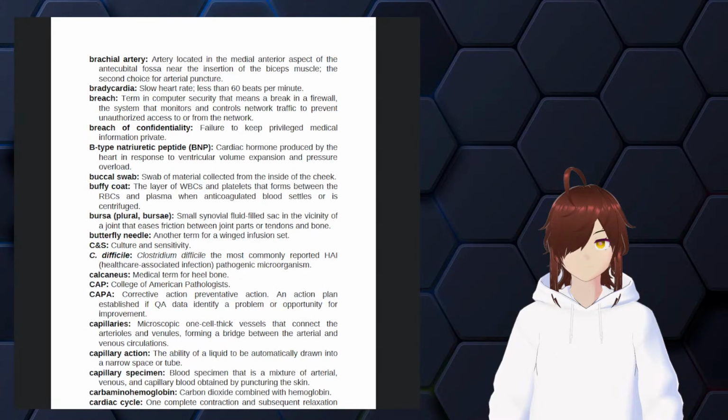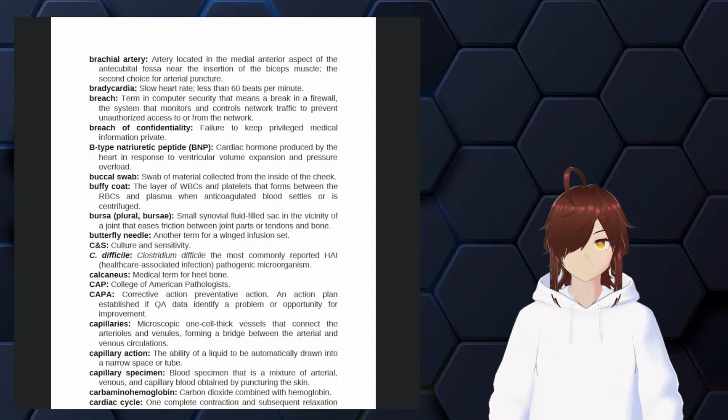Bradycardia: slow heart rate, less than 60 beats per minute. Breach: term in computer security that means a break in a firewall, the system that monitors and controls network traffic to prevent unauthorized access to or from the network. Breach of confidentiality: failure to keep privileged medical information private. B-type natriuretic peptide, BNP: cardiac hormone produced by the heart in response to ventricular volume expansion and pressure overload. Buccal swab: swab of material collected from the inside of the cheek.